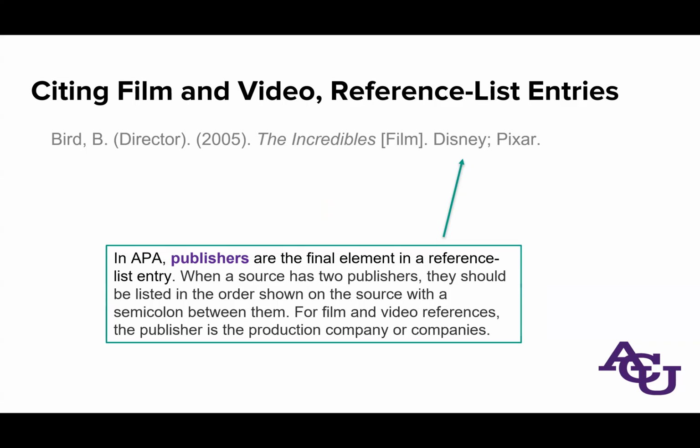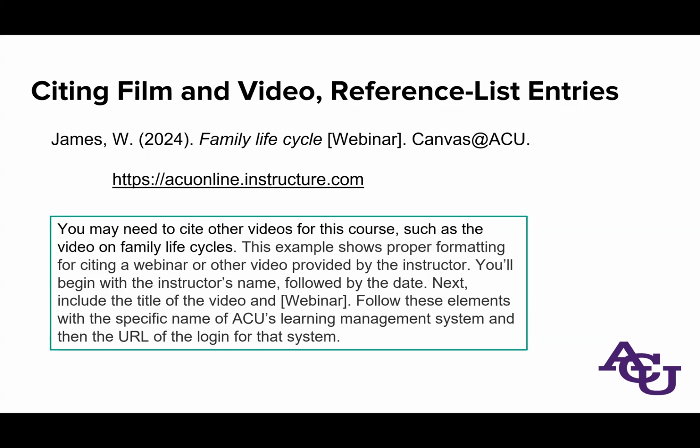So for example, I've cited this from a DVD that I own, and on the back of that DVD, in the bottom right corner, I see Disney listed before Pixar. So in this reference list entry, I have included Disney before Pixar and placed a semicolon between them according to APA standards. So as I noted, for film and video references, the publisher is the production company, or in this case, companies.